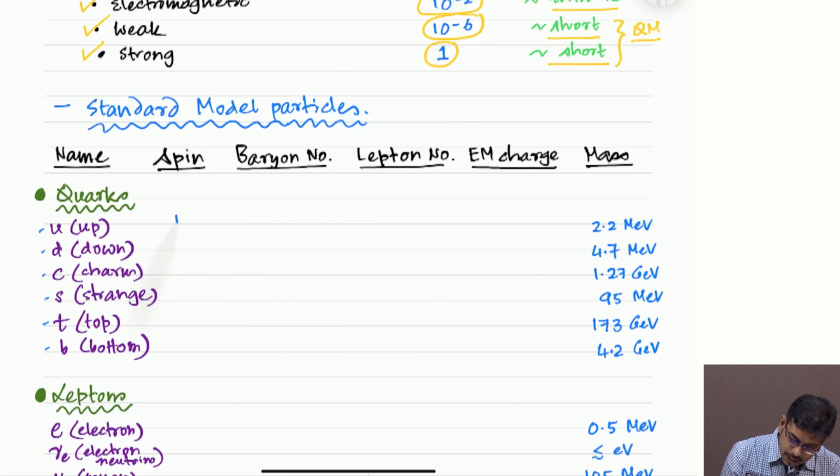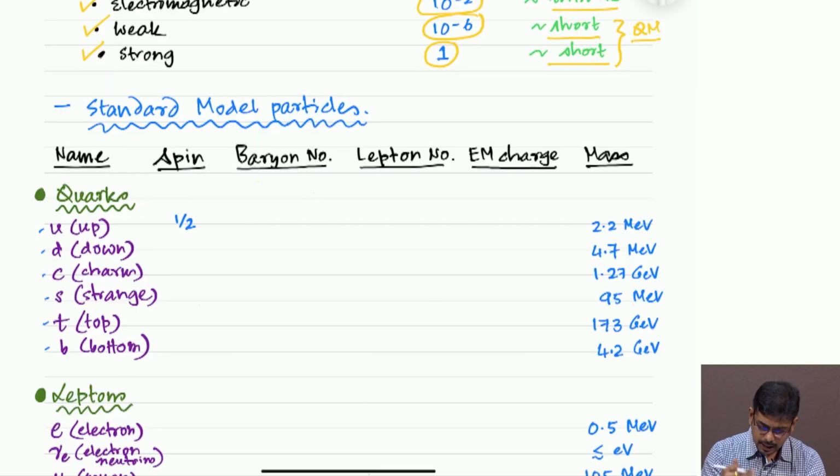Now, you must tell me, what was the classification of these fermions and bosons? This comes actually from quantum statistics, right? So, the distributions are different for fermions and bosons. Fermions possess half integer spin, while the bosons possess integer spin. So, up, down, charm, strange, top and bottom, everybody are fermions, or spin half particles.